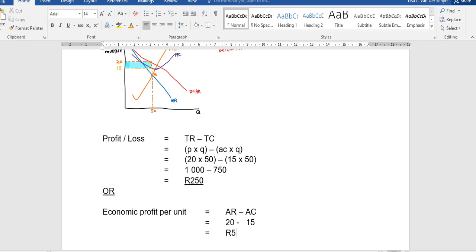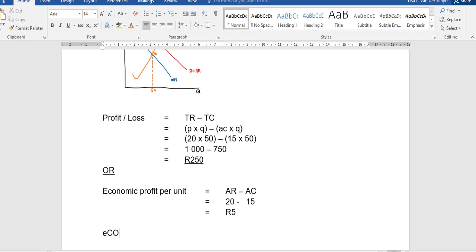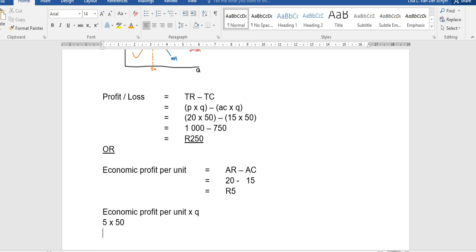All right, just remember, this is not the end of your calculation. You must now take your economic profit per unit and multiply it by the profit maximizing output. He's not just selling one, he's selling 50. Okay, so the 5 Rand economic profit times 50 is going to give you the 250 Rand economic profit. Okay, again, you're going to write both of these down in your book, but when you do the activities, you're going to choose one of these methods that suits you the best.